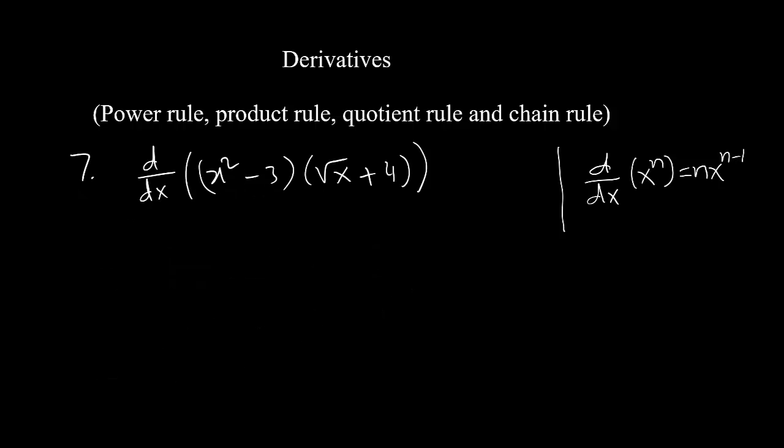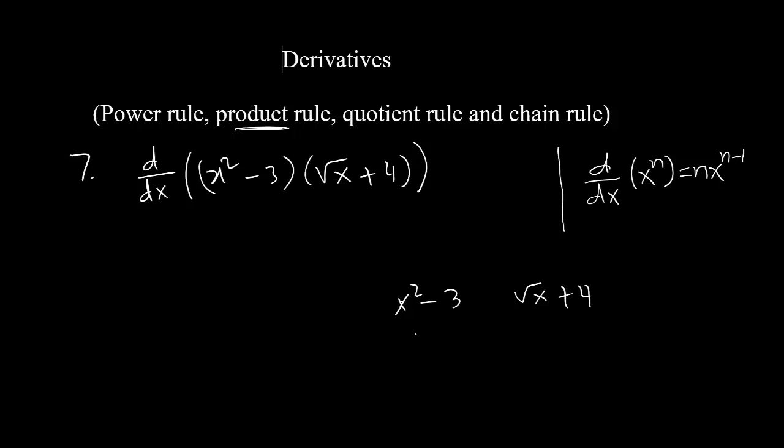Let me take example 7. In this example, I have two terms, x squared minus 3, and then the square root of x plus 4 is another one. So we need to apply the product rule. I will show you the product rule shortcut way. You can write x squared minus 3 and then write square root of x plus 4.